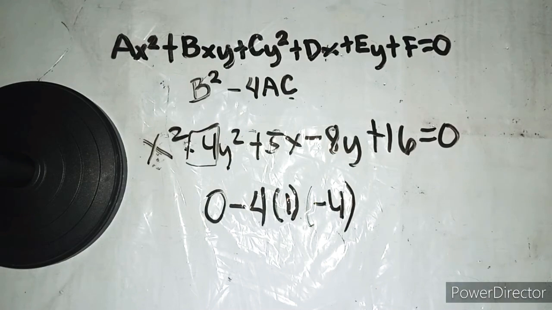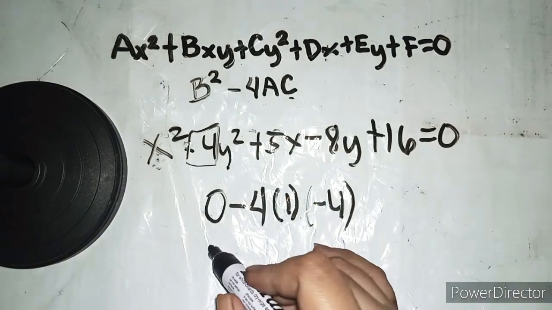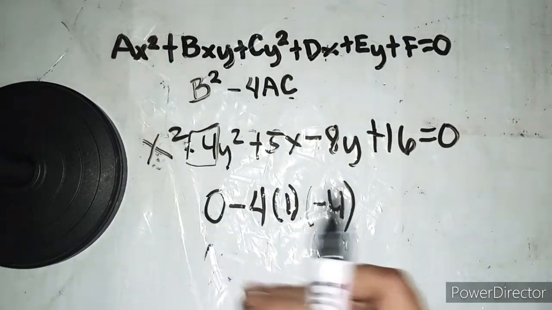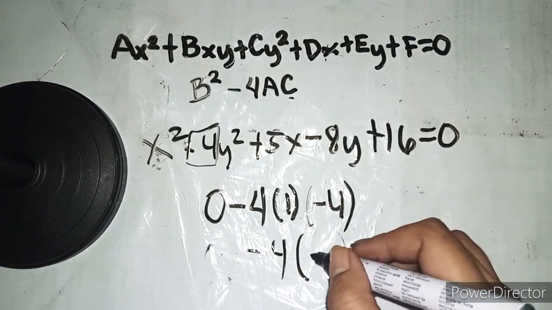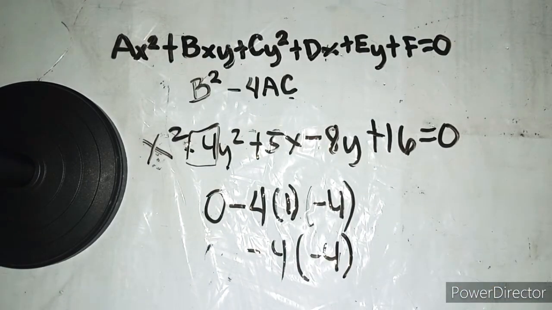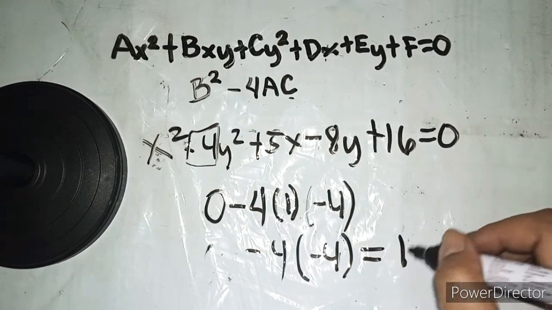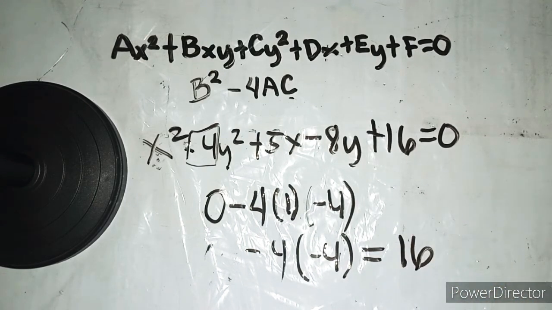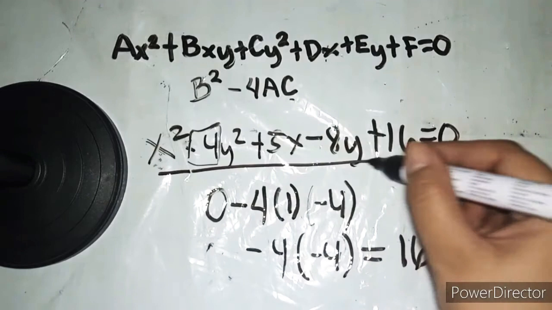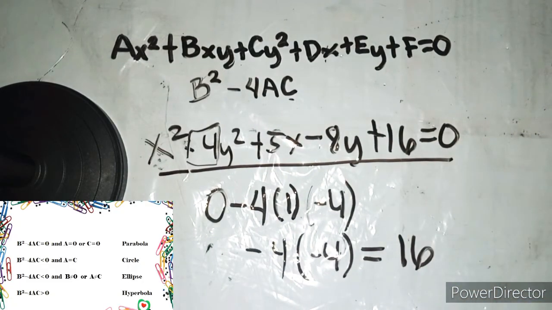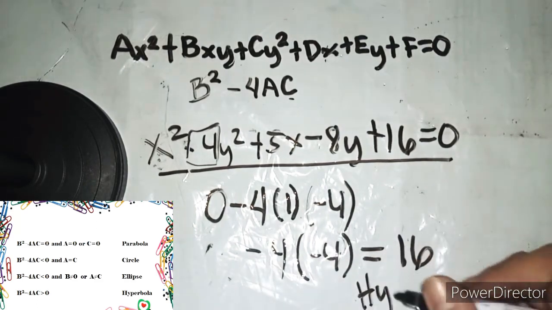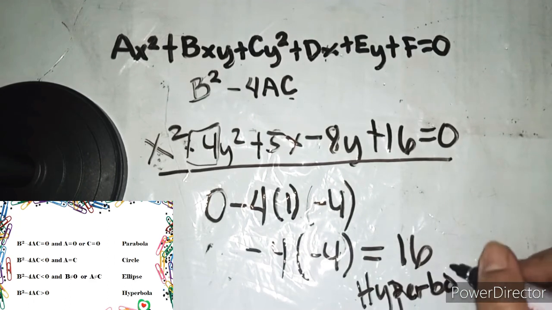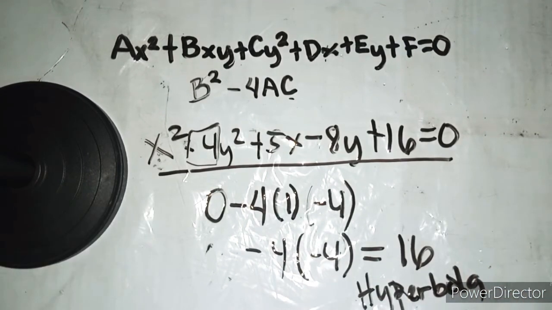Now let's perform the operation. So 0, negative 4 times 1 is negative 4. Then times negative 4. So the answer is positive 16. Okay? So now let me ask you, what kind of equation is this? Okay, that's right. So it is a hyperbola. Did you follow?